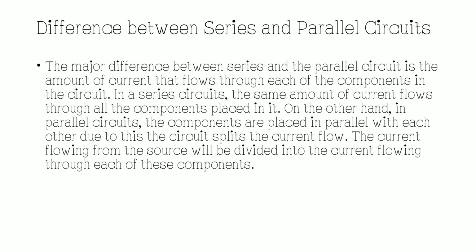The major difference between the series and the parallel circuit is the amount of current that flows through each component in the circuit. In a series circuit, the same amount of current flows through all the components placed in it. On the other hand, in parallel circuits, the components are placed in parallel with each other. Due to this, the circuit splits the current flow. The current flowing from the source will be divided into current flowing through each component.